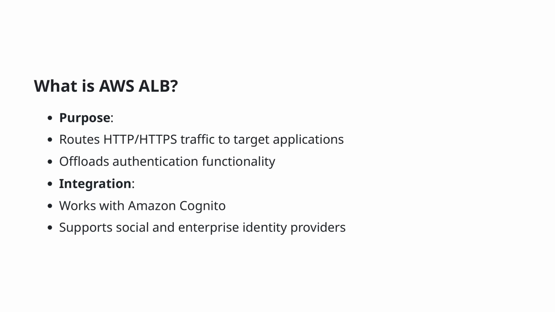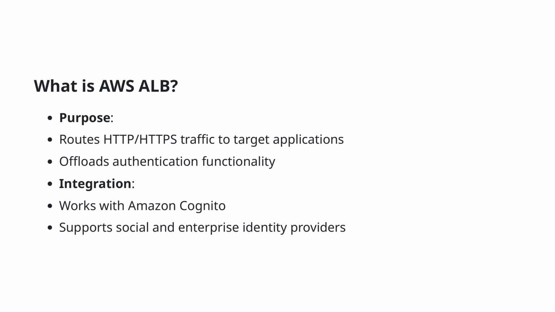AWS Application Load Balancer, or ALB, is a critical component in managing your web traffic. It routes HTTP and HTTPS traffic towards your target applications, ensuring efficient distribution and load management. Additionally, ALB offloads authentication functionality, making it a versatile tool in your infrastructure. Integrating seamlessly with Amazon Cognito, ALB supports various identity providers, including both social and enterprise. This integration allows for streamlined user authentication and identity verification processes, providing robust security measures while handling traffic routing.